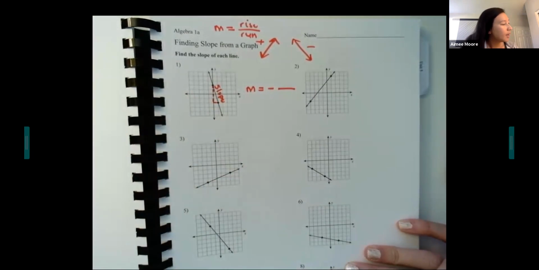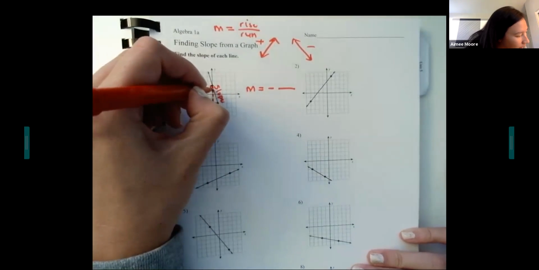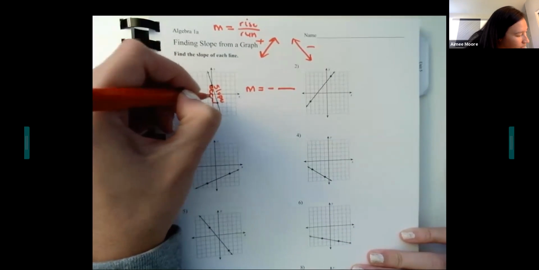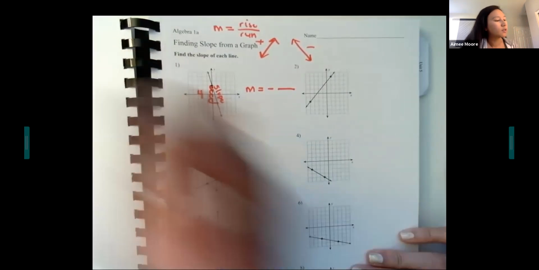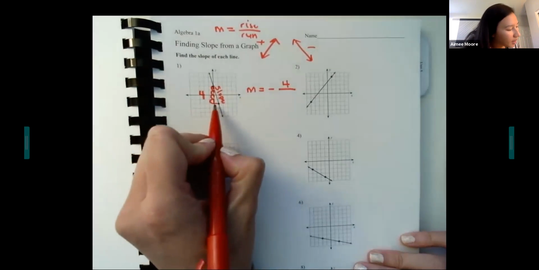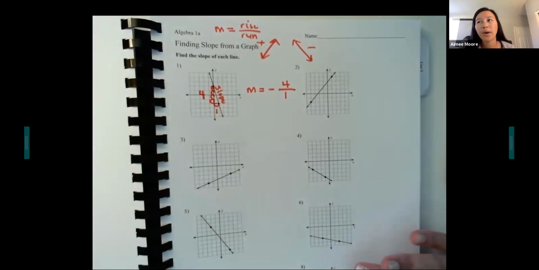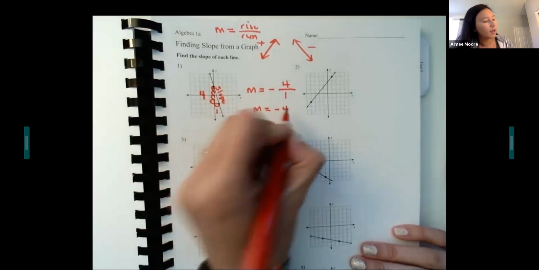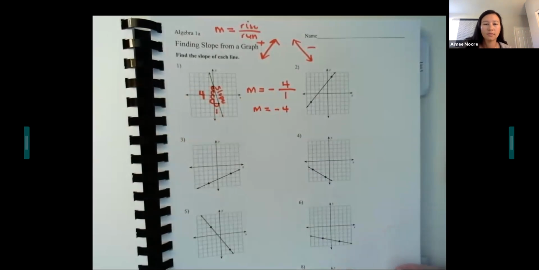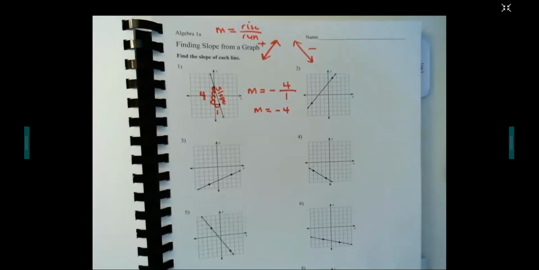And then step 3 is to count the boxes to determine the rise and the run. The rise, remember, is how much we go up and down. So it's 1, 2, 3, 4. So our rise is 4, which goes on the top of our fraction. And then our run, we only go over 1. So the slope is -4 over 1, which simplifies to -4. Any questions on number 1? No? Okay. Good.